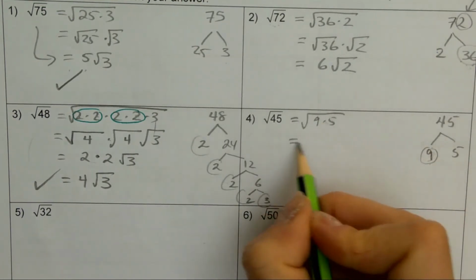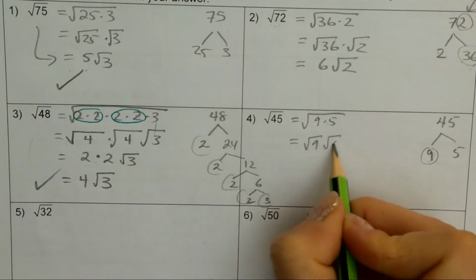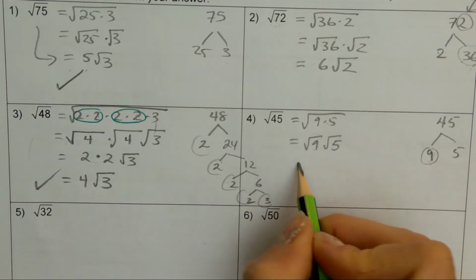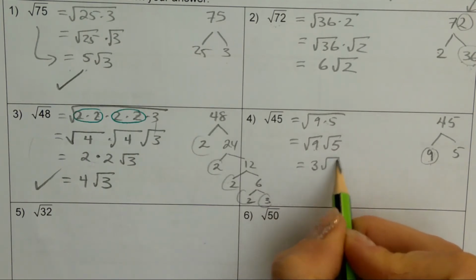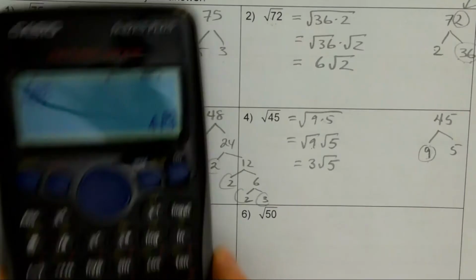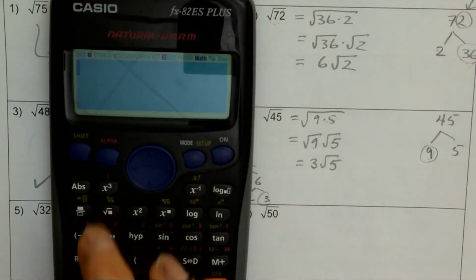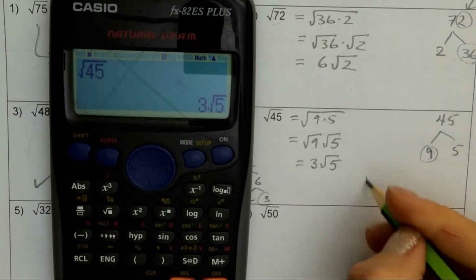And then we can separate it. Root 9, root 5. 3 times 3 is 9, so the square root of 9 is 3. Let's check it on our calculator. Root 45. Yep, we are correct.